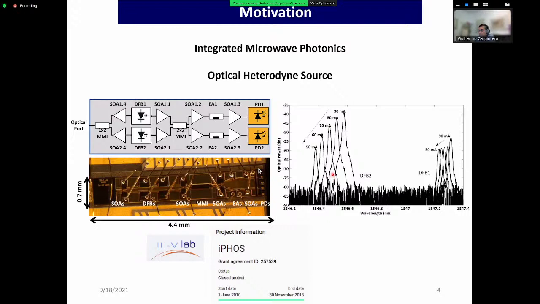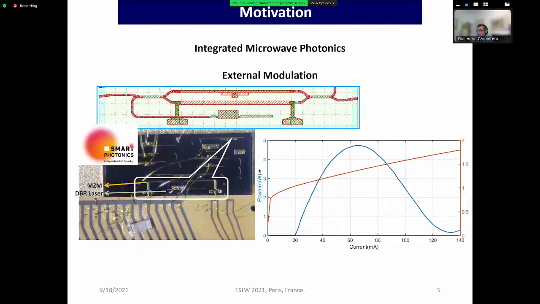More recently, in the generic foundry SMART Photonics, this is one of the commercial foundries that we use to fabricate our chips currently, we fabricated a DBR laser that was coupled to a Mach-Zehnder modulator. This is another technique to generate RF with photonics, by external modulation.